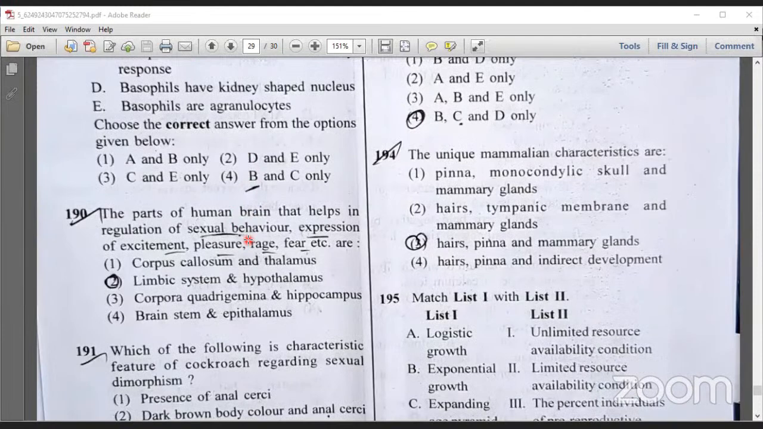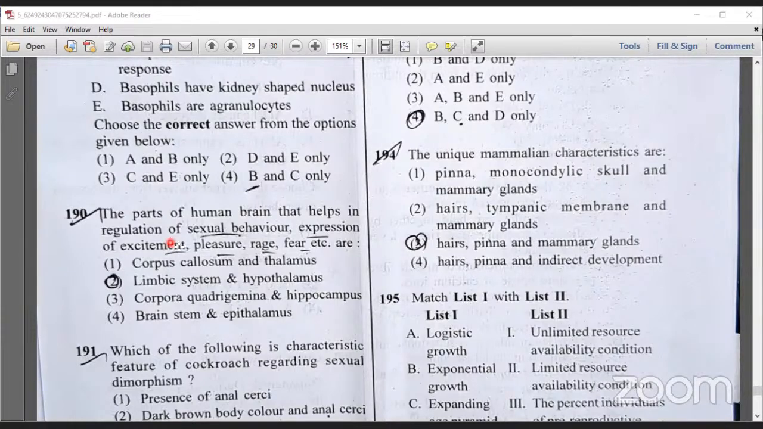Then 190. In our human brain, the part which regulates sexual behavior, expression of excitement, and pleasure is the limbic system and hypothalamus. It is the one which is responsible for controlling all those expressions.